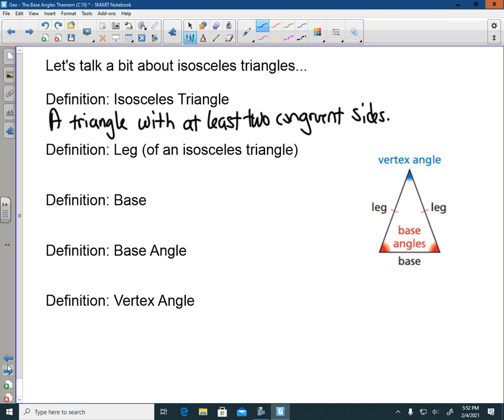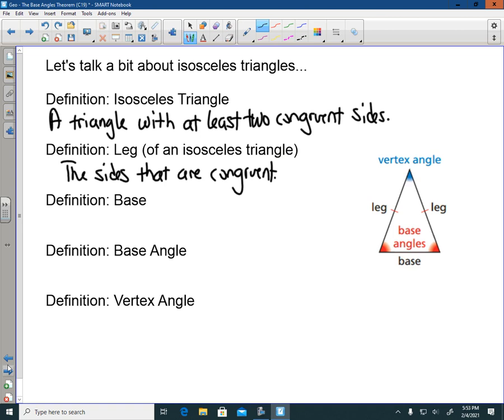As soon as you know which sides are congruent to one another, they'll be marked in some way. Those sides are called the legs of an isosceles triangle. The legs of an isosceles triangle will be the sides that are congruent.